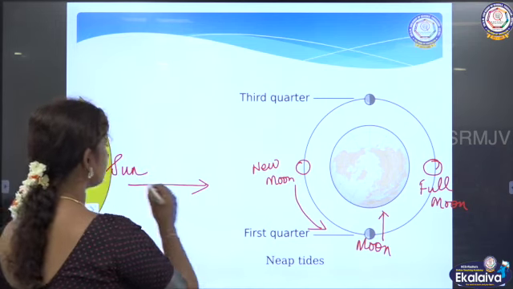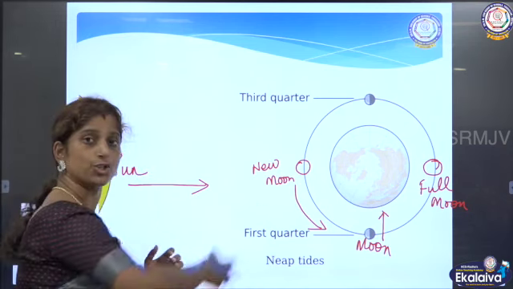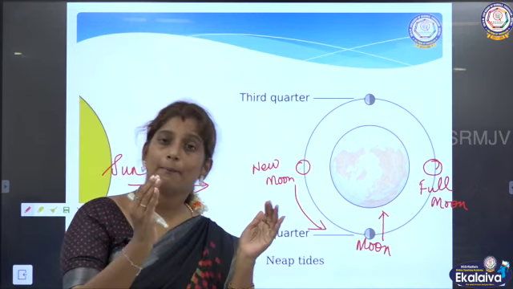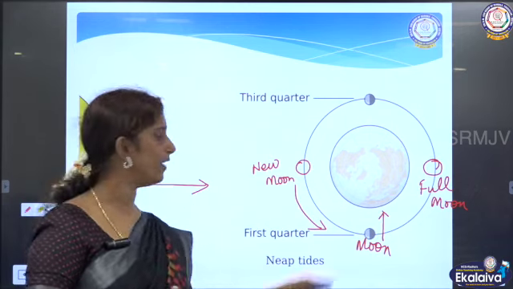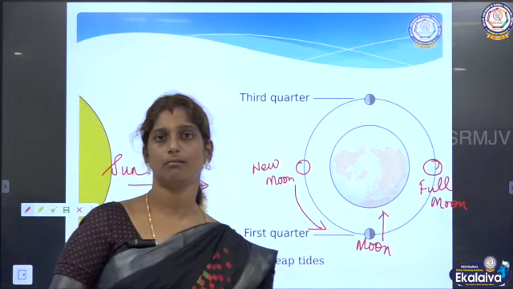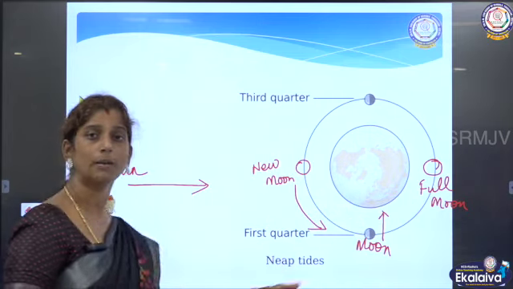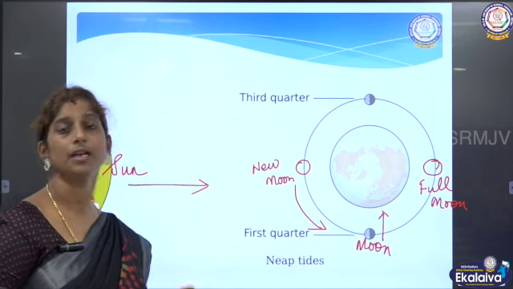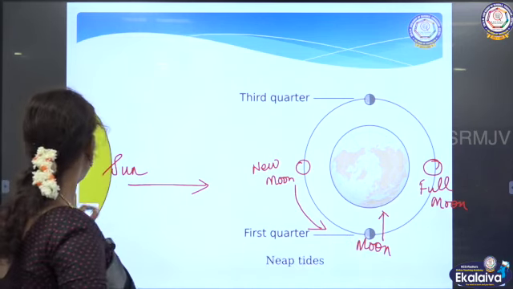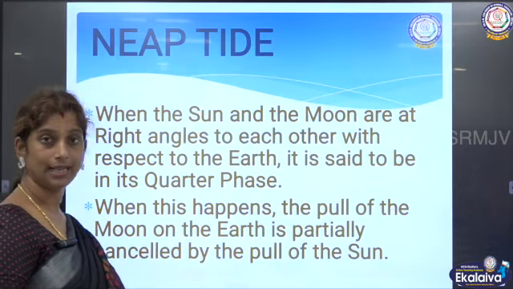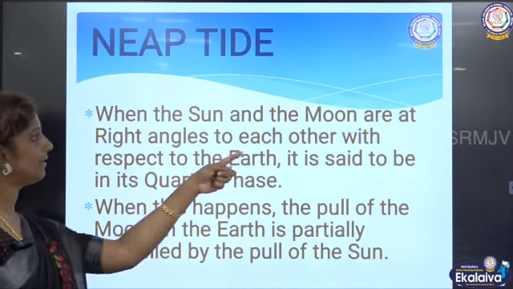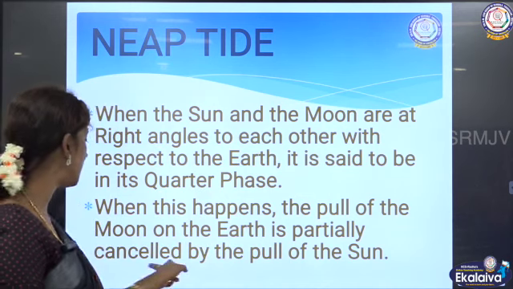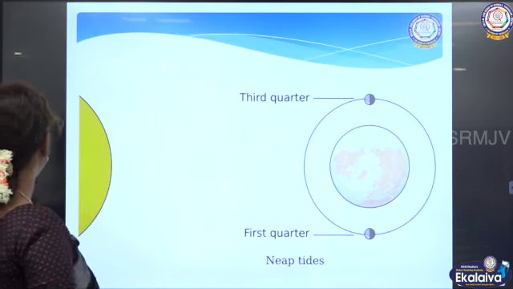Understood? So with this pressure and this pressure on both sides, what will happen? The bulge will be a bit lesser. In the same way the low tides will be a bit higher. Fine, that is all about this neap tide. So at the first quarter and third quarter, the tides will be called neap tides. Here the sun and the moon are at right angles to each other, as we have seen in this picture itself.